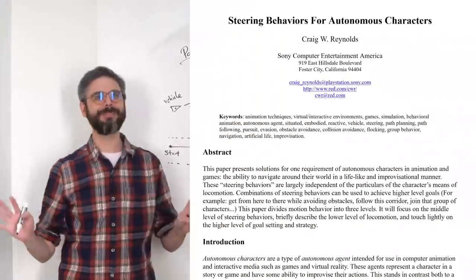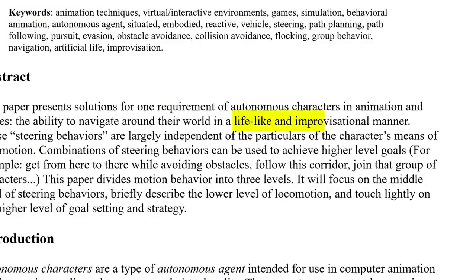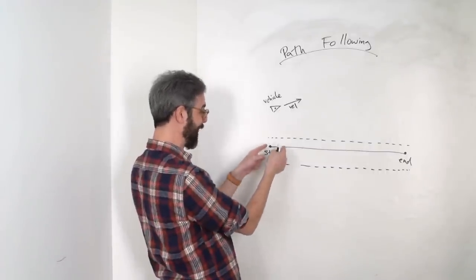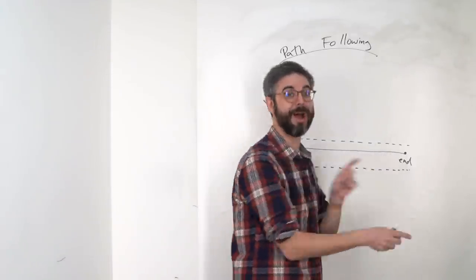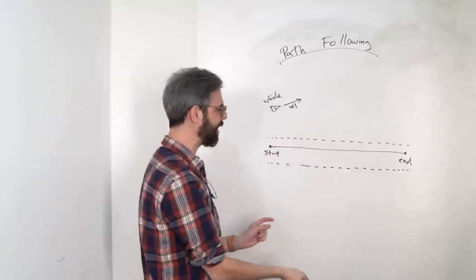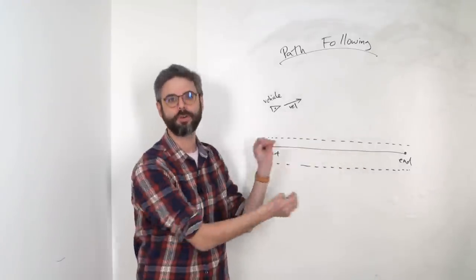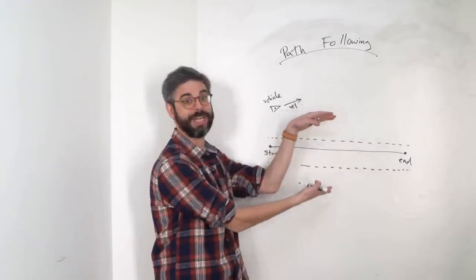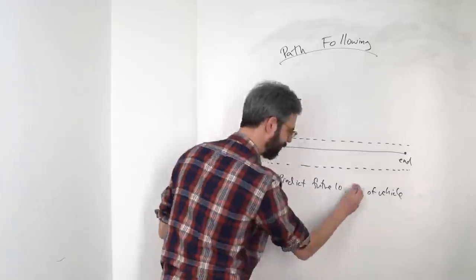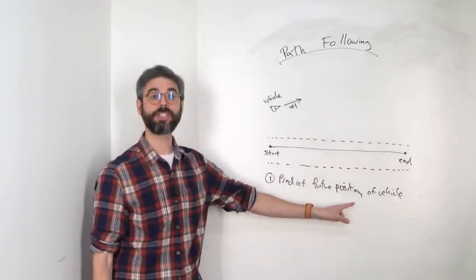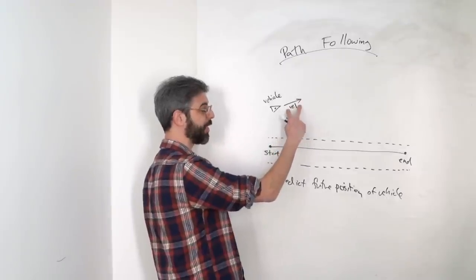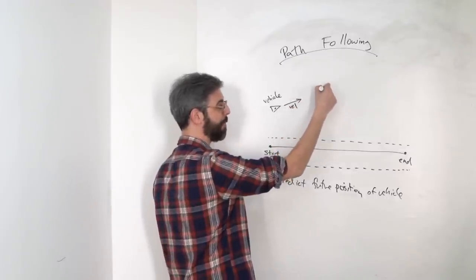And remember the driving principle here, lifelike and improvisational manner. If I wanted to, I could write some code that puts this triangle exactly on this line and just moves it along the line perfectly. But that's not what I'm trying to do here. I'm trying to get this vehicle to veer around and steer and attempt to stay within the boundaries of this path. Therefore, this idea of a radius is important. Step one. Predict the future position of the vehicle. So projecting out into the future, if the vehicle were to continue at this velocity for some amount of time, it would perhaps end up over here.